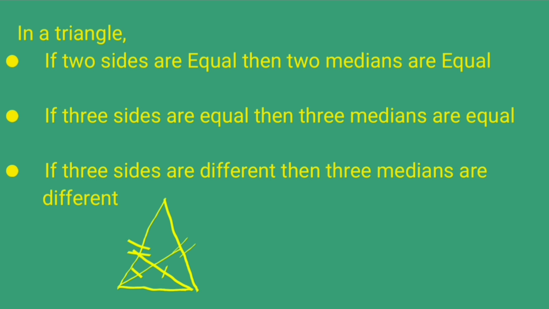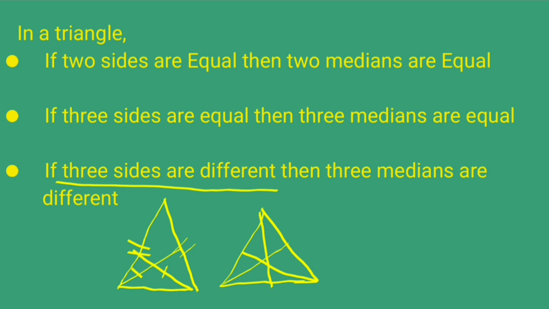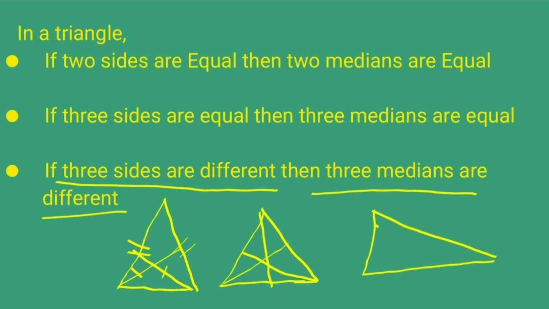Next, if 3 sides are equal, then 3 medians are equal. This is the second statement. And if 3 sides are of different length, then the 3 median lengths are also different. Okay, remember these 3 statements.